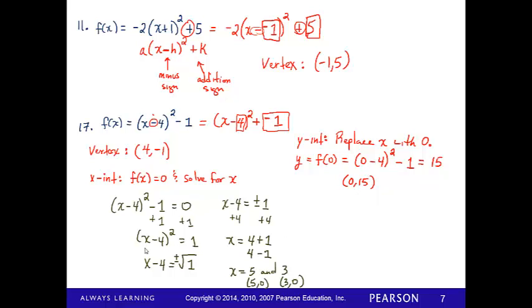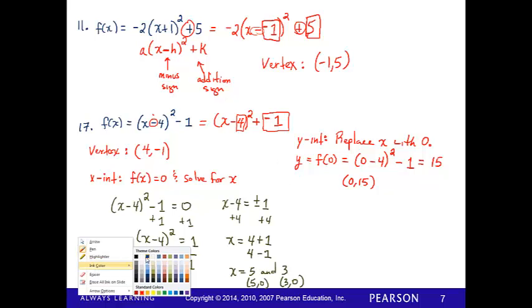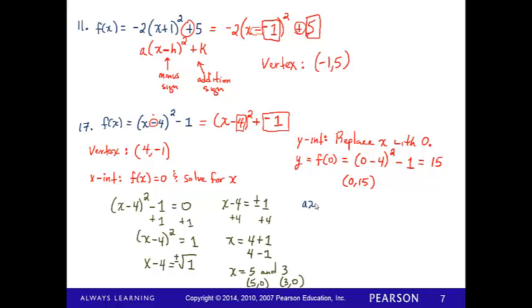Your axis of symmetry is at the line x equals h. Okay, so h was equal to 4. So your axis of symmetry is going to be x equals 4.